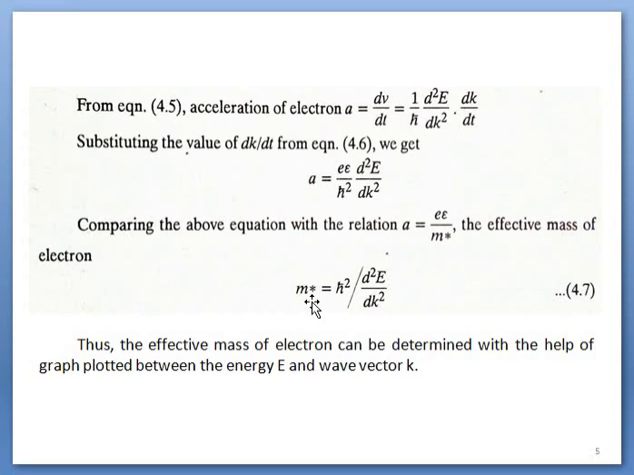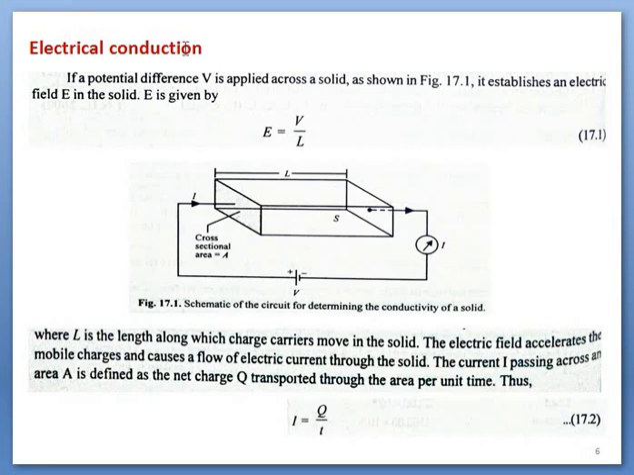Next, we will discuss electrical conduction, and in this we will discuss conductance and conductivity, and on the basis of that, how the conductivity of different materials varies. This is a box of length capital L and cross sectional area capital A. This is the cross sectional area.